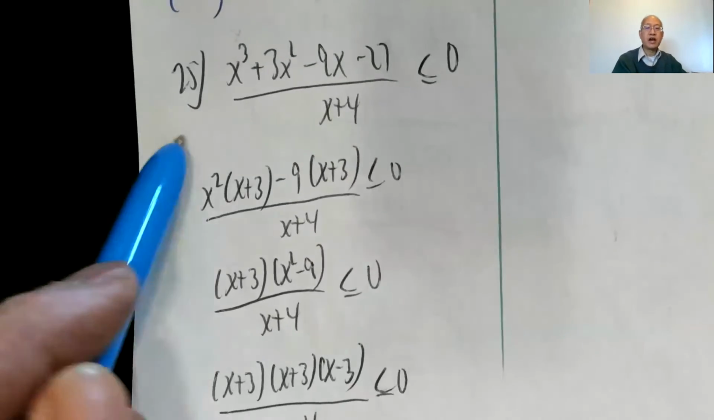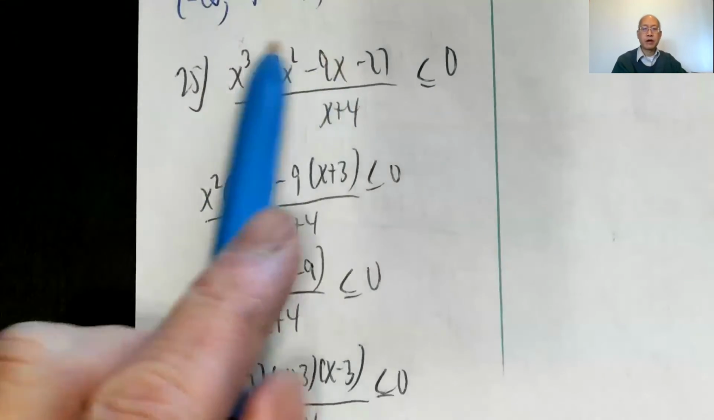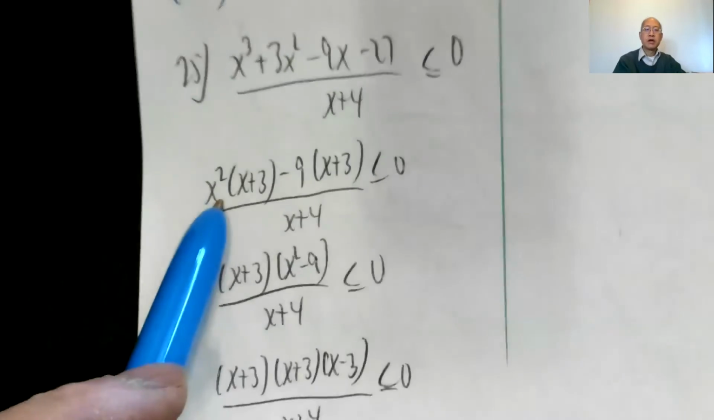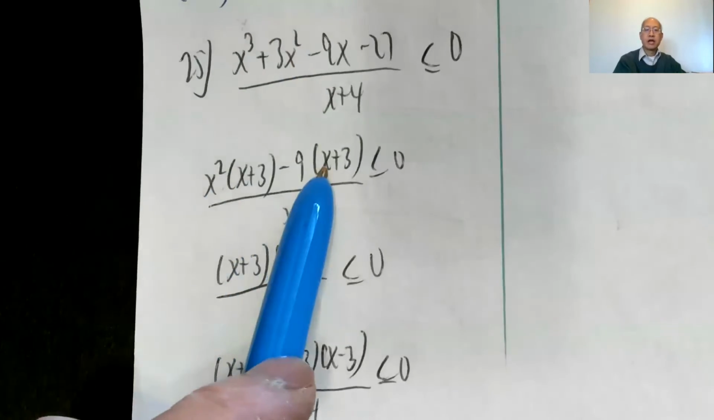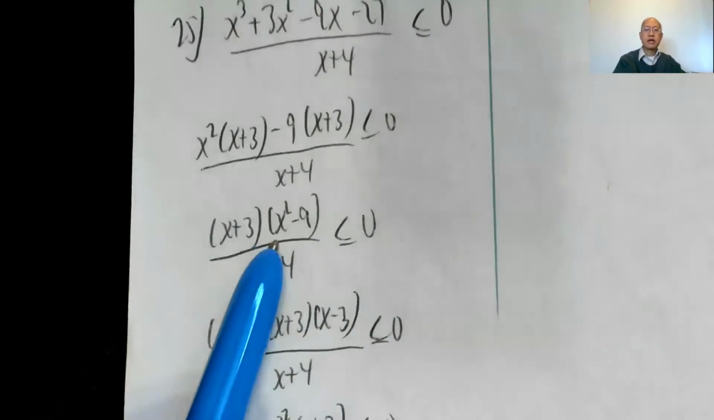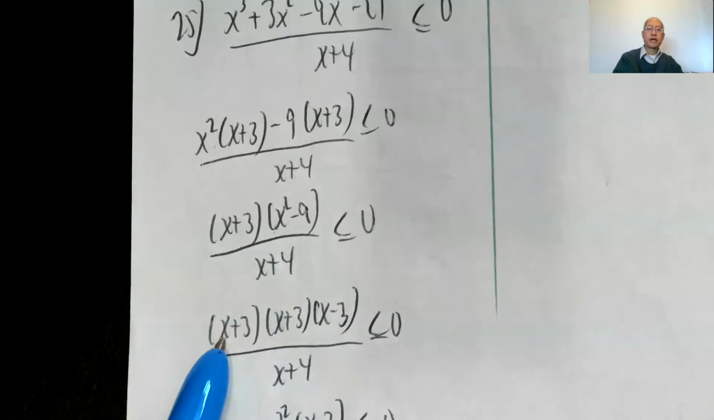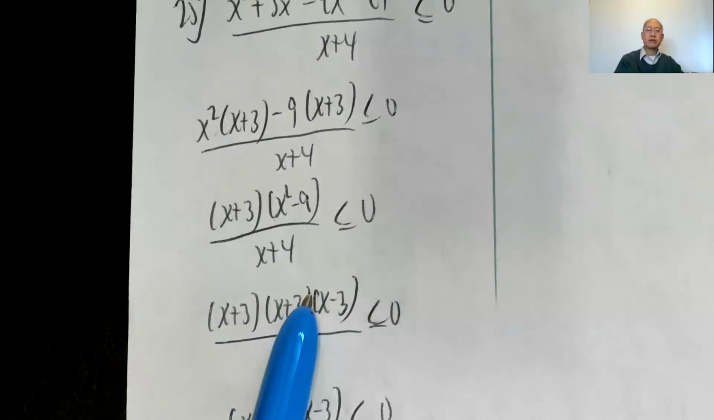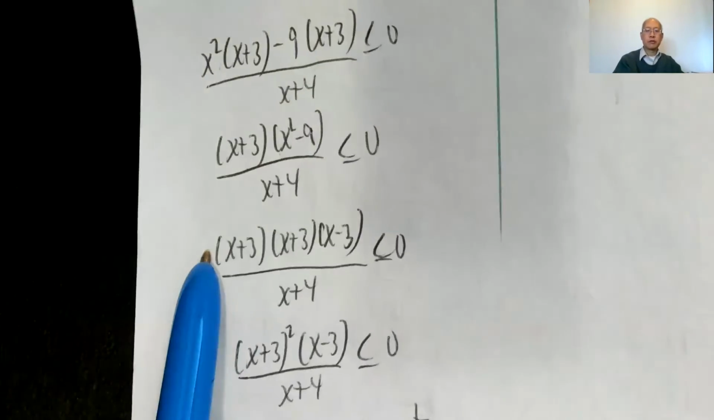And let's see, number 25. Got to factor by grouping. Factor out the x squared, x plus 3. Factor out the -9, x plus 3. Factor out the x plus 3, x squared minus 9, which becomes x plus 3, x plus 3, x minus 3. So I can write this as x plus 3 squared, multiplicity 2.